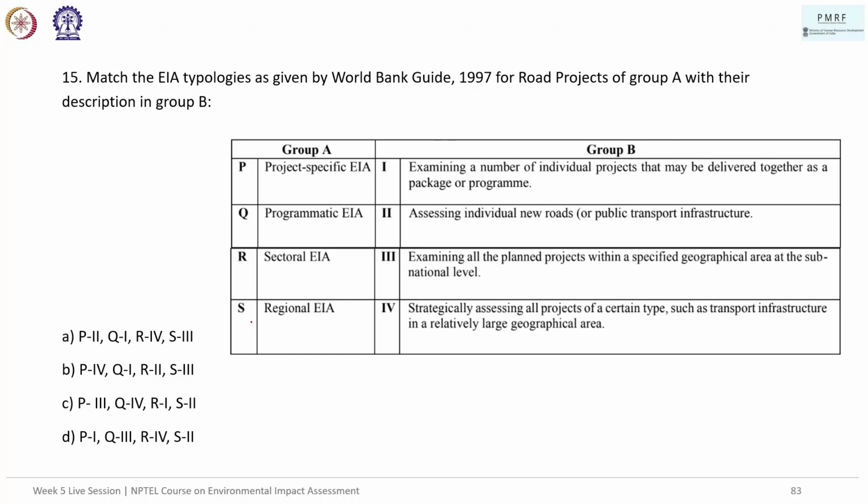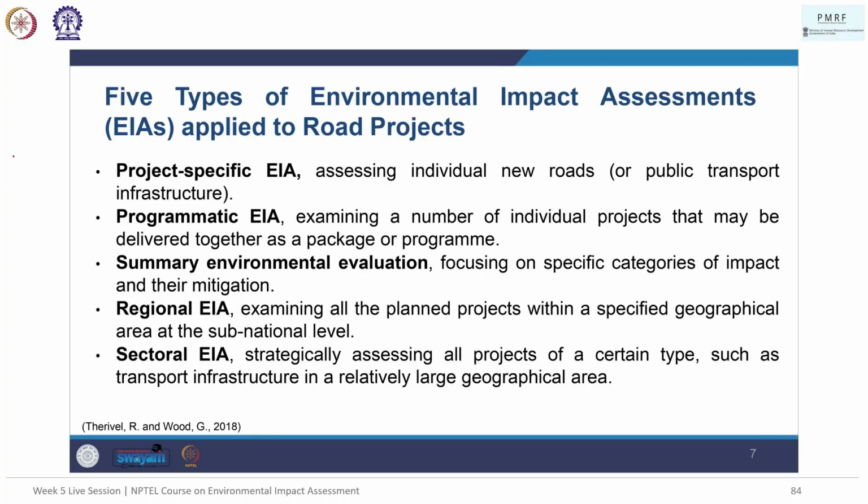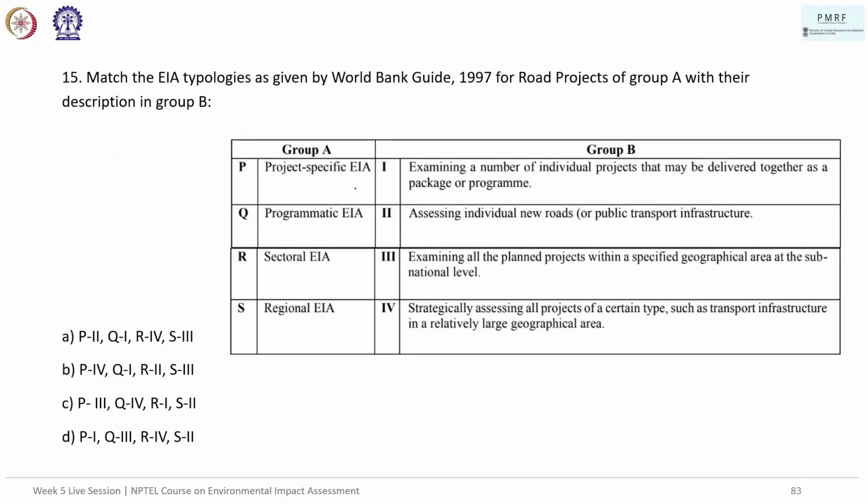Any responses? You can also give me individual options. Okay, we have one response. Okay, let's look at the answer. So this is the list of the five types of EIA applied to road projects, right? So project specific EIA is assessing individual. Let's actually look at this and answer.